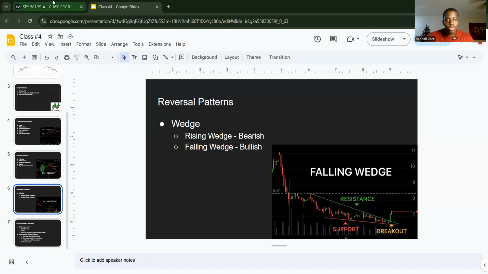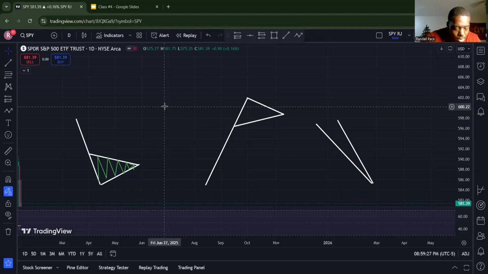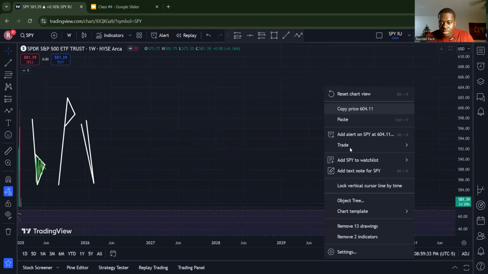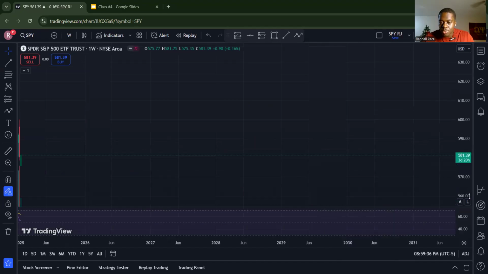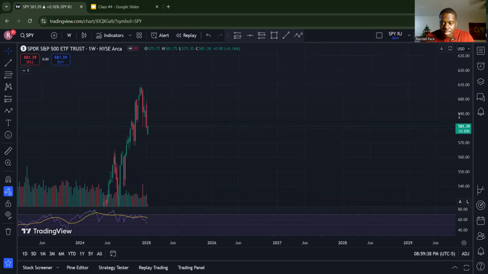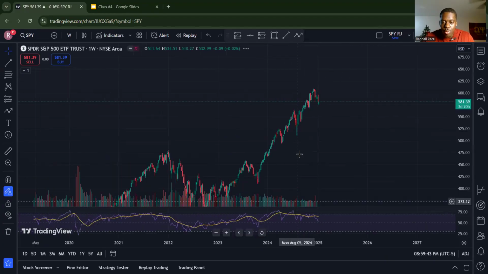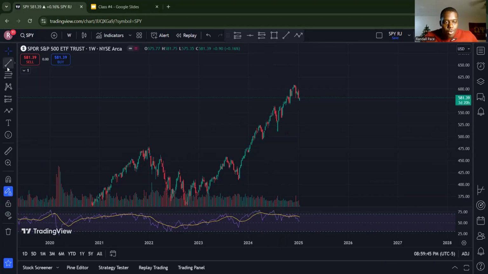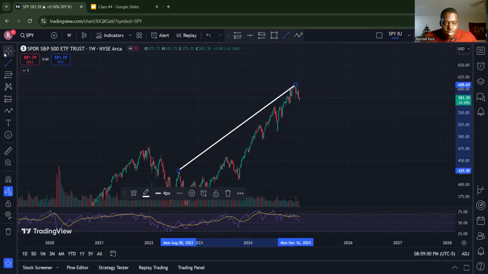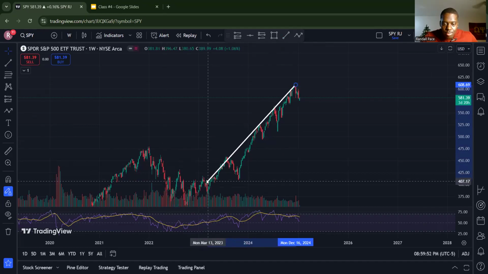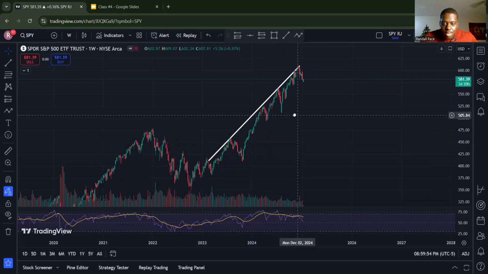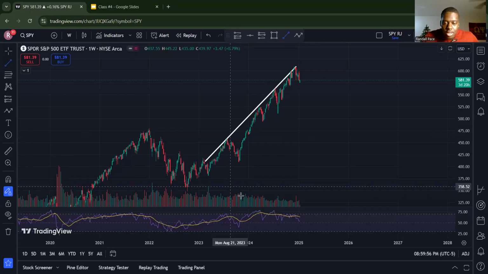A rising wedge, which I got an example for y'all here. Actually, I'm already on SPY. A rising wedge is a bearish pattern. So a rising wedge forms when the stock, see if we can draw it pretty decent here. A rising wedge is formed in an uptrend.